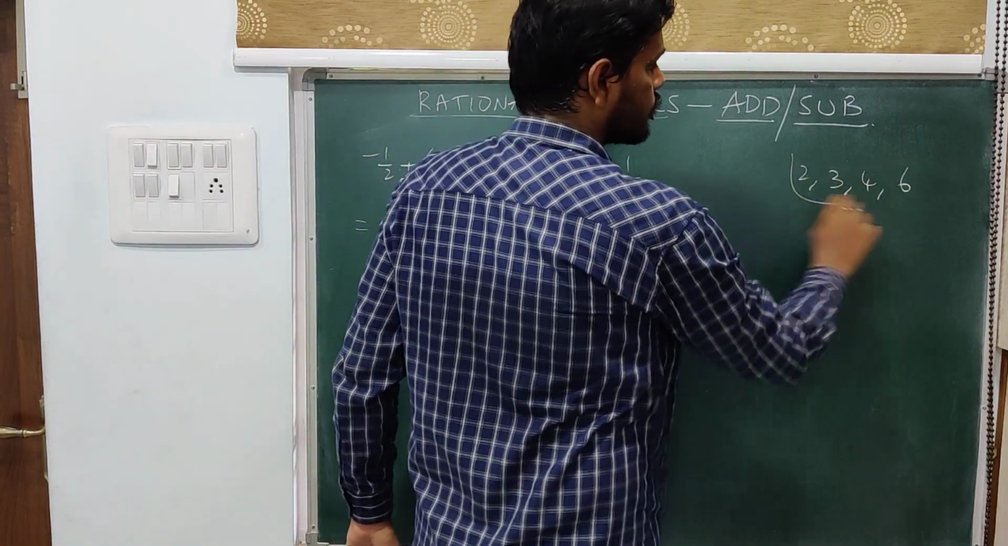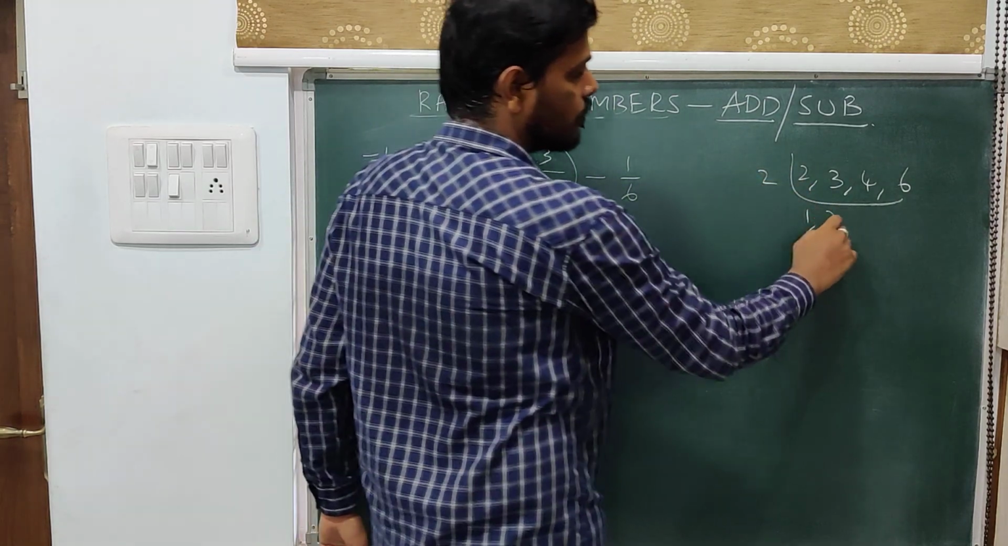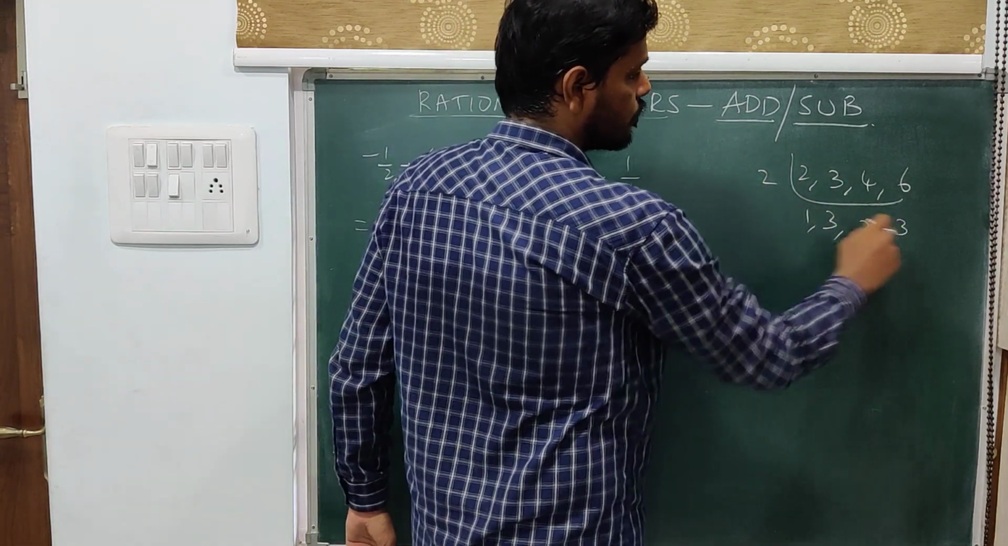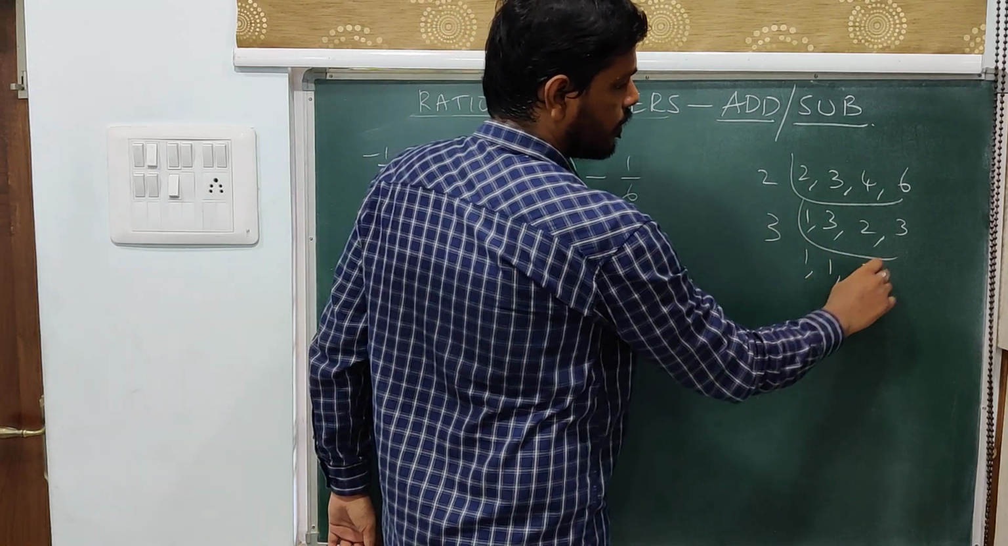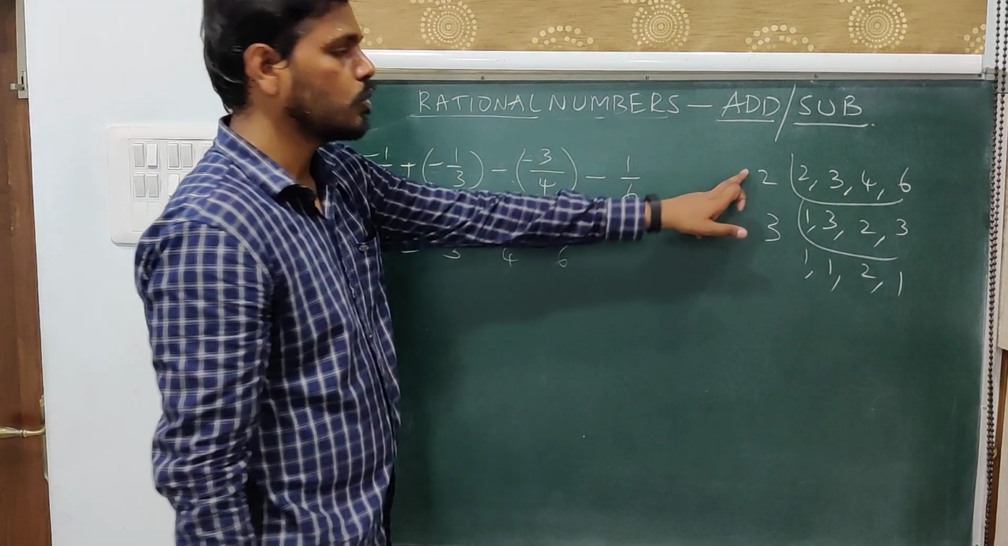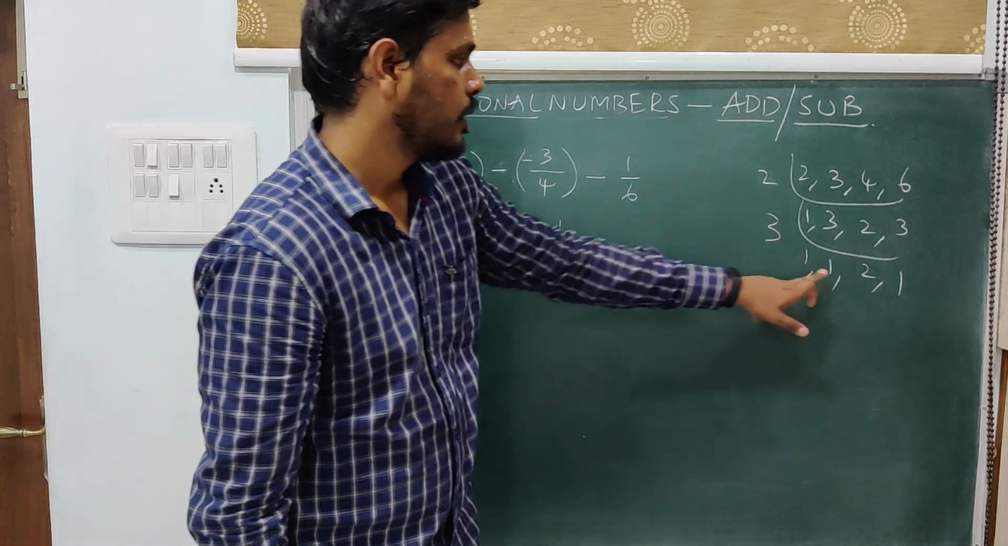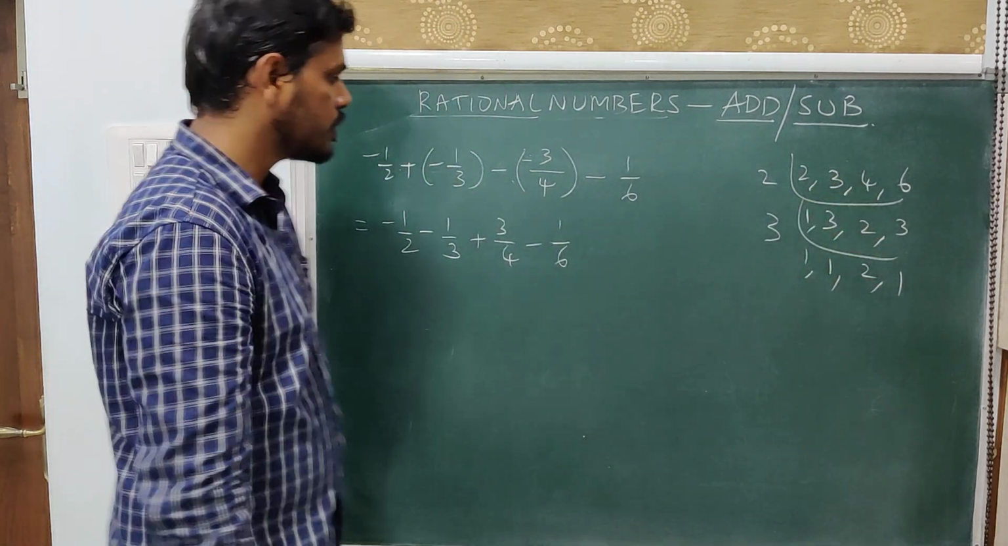What do you get? 2 1 times, 3, 2 2 times, 2 3 times. Again you can go with 3, 1, 1 and 2, 1. So this is 2 3s are 6, 6 2s are 12. So the LCM is 12.